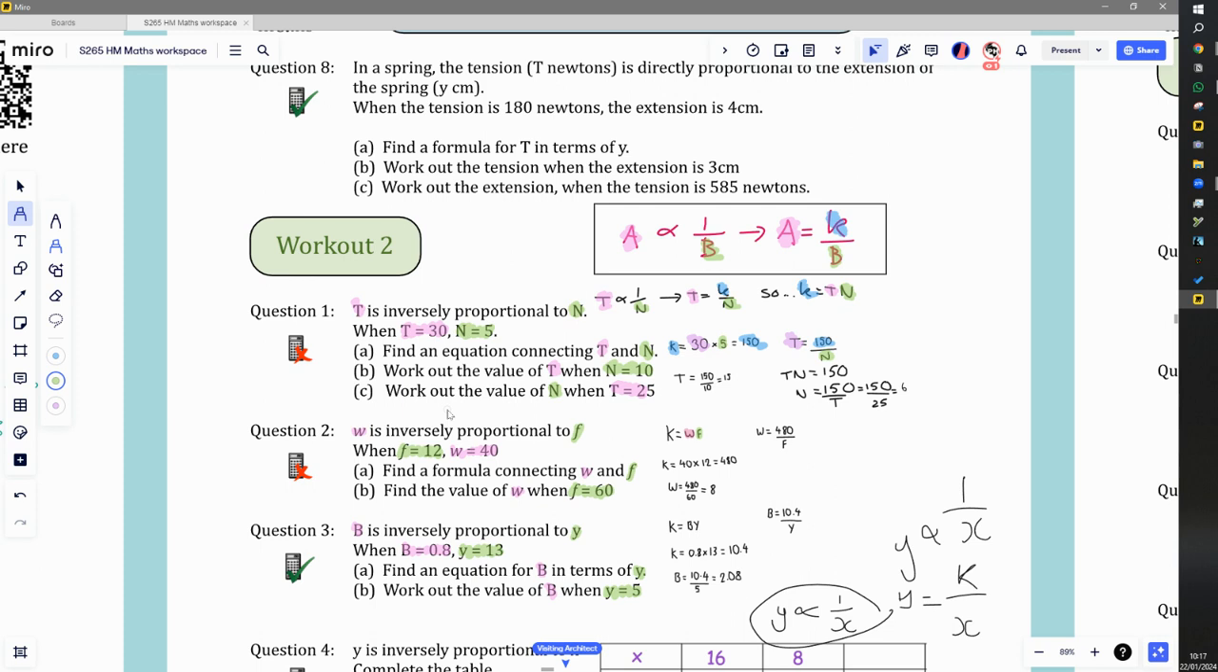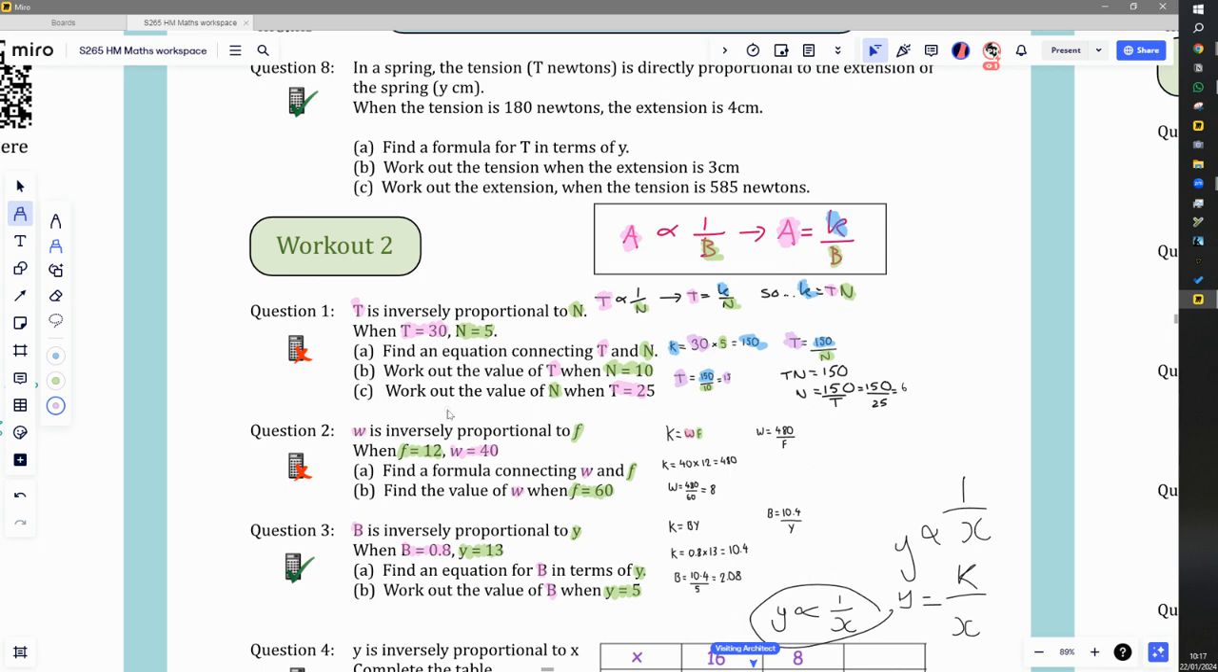And then we have to find out what is t when n is 10. So we've got our equation now. There's our k, and instead of writing n, we write what n is, which is 10. And we're trying to find out t. So it's 150 divided by 10, which is 15. And then we have to work out a value for n when t is 25.